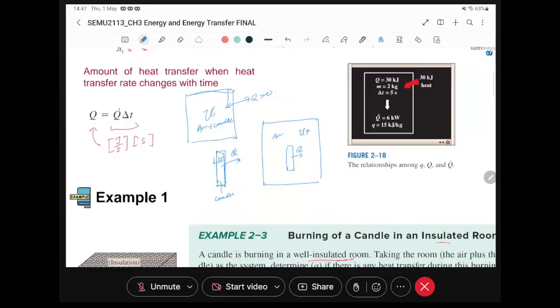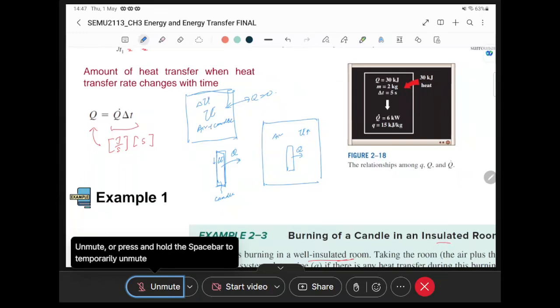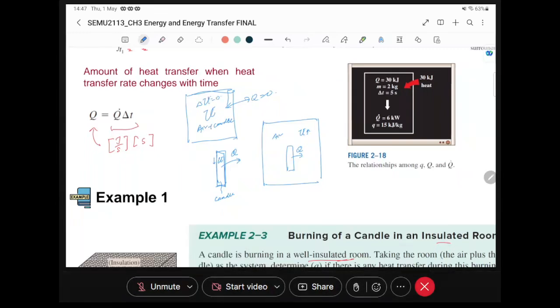Okay. But when we put them together, which is this whole room here, there is nothing going out or going in. Okay. So the U in the total system, the air plus the candle, never changes. So the delta U here is basically 0 for this system.